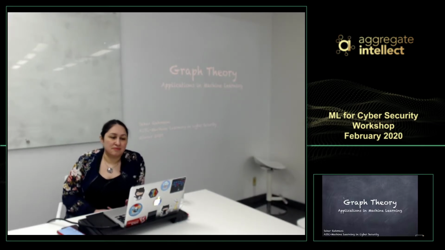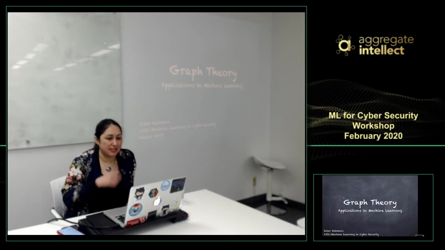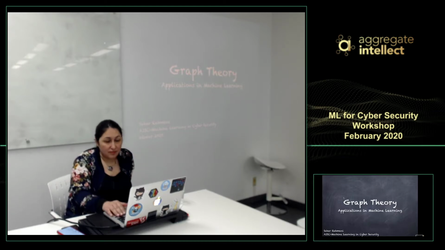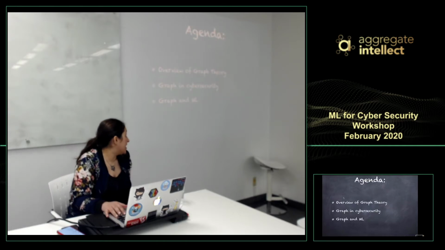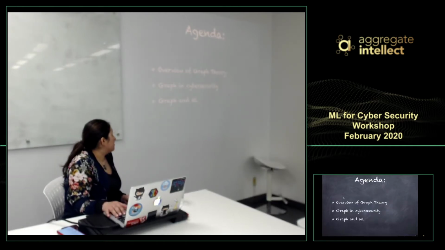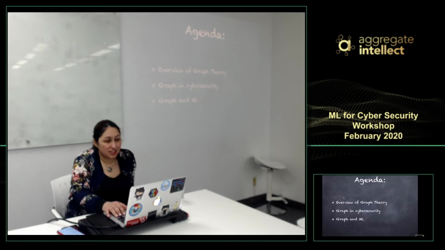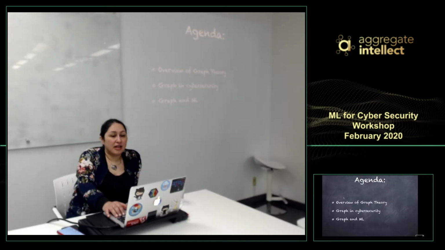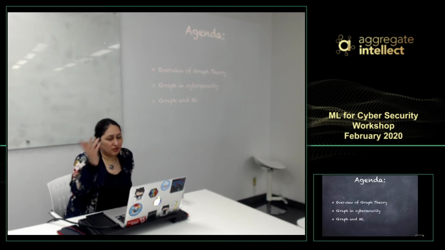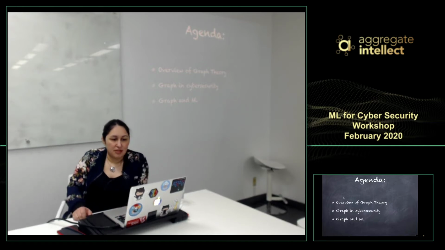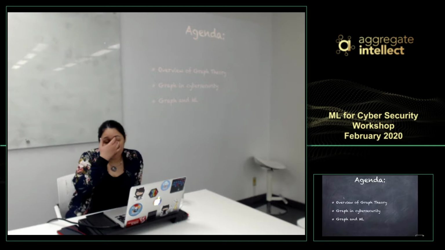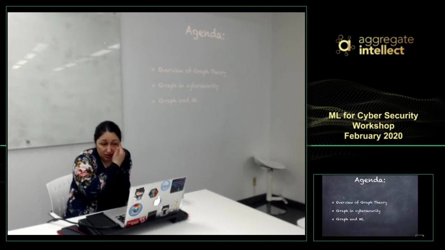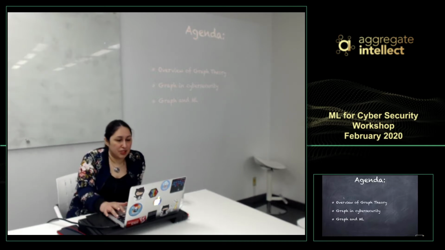I'm going briefly through my presentation. It's about graph theory. The talk is divided into three sections. Overview of graph theory: what is graph theory in general? I'll just review and refresh people's memory. I'm sure most of you know this information. Then graphs in cybersecurity, how people use graphs in cybersecurity, and graphs and machine learning.